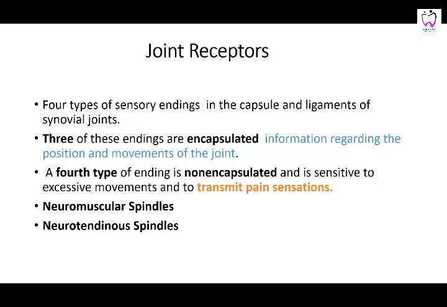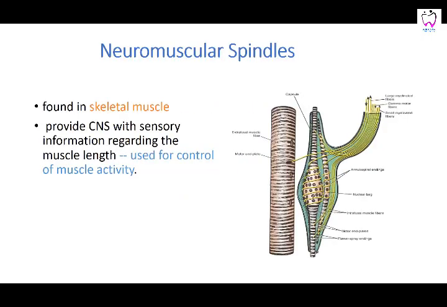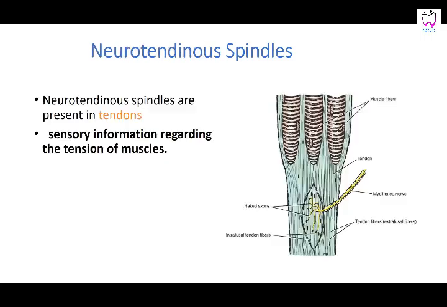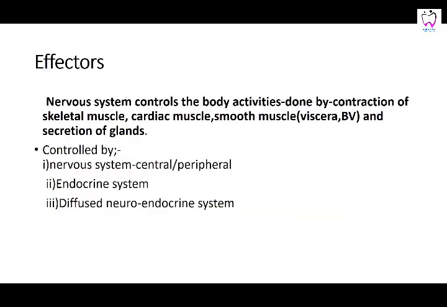And there's another fourth type, non-encapsulated, which is sensitive to excessive movements and transmits pain sensations. Then you have neuromuscular spindles and neurotendinous spindles. These neuromuscular spindles are found in the skin, and they are used for controlling muscular activity, whether the muscle is relaxed or contracted. Neurotendinous spindles are present in the tendons, and sensory information regarding the position of the tendon and the muscle is their function.